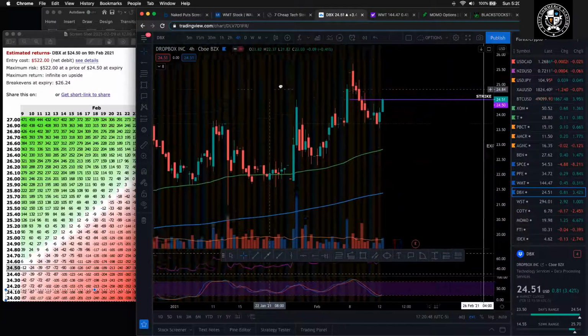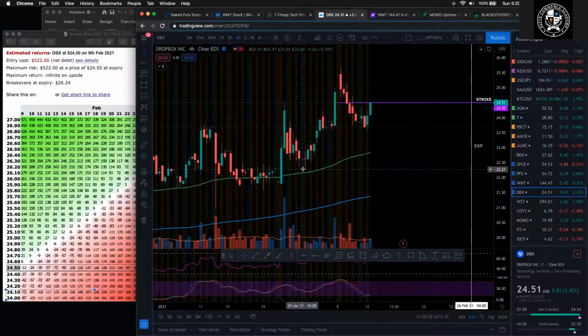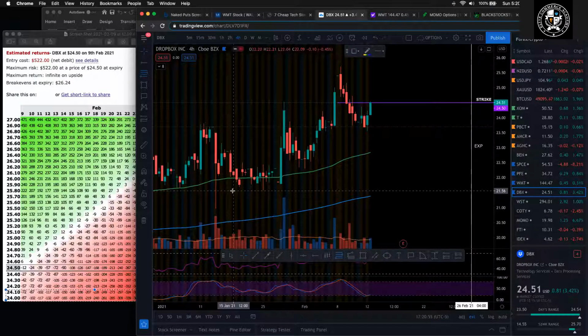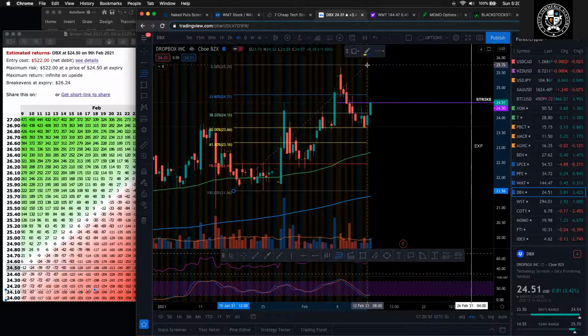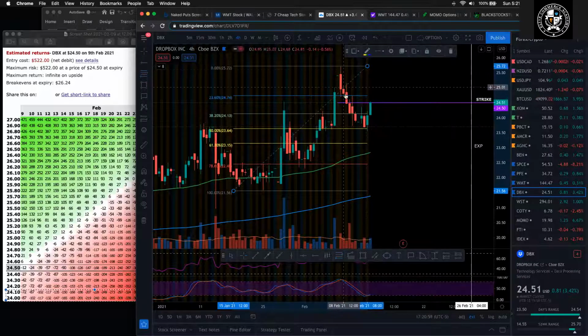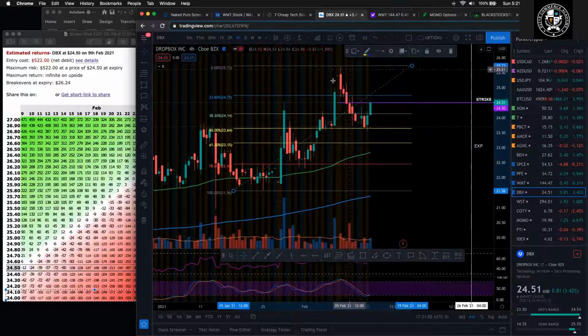This is where we at on Dropbox right now. My entry was here. I'm looking at the Fibonacci tool. I pull up the Fibonacci retracement. I go from swing low to swing high. Price retraced all the way down to the 50% level, coincidentally, and started to work its way back up.